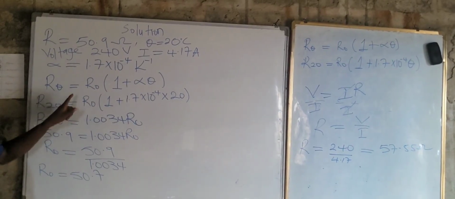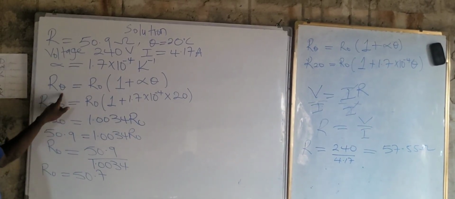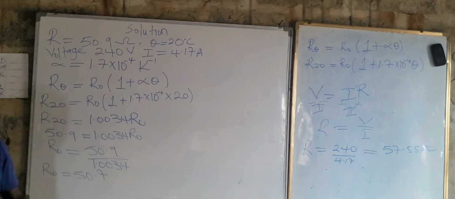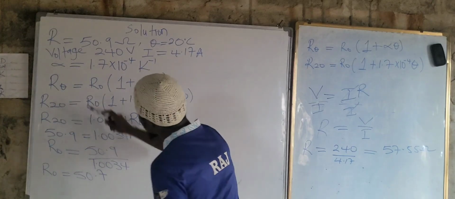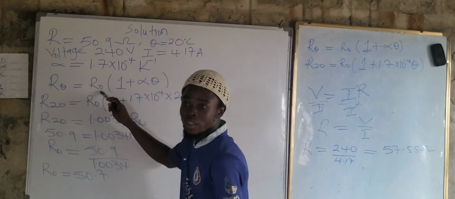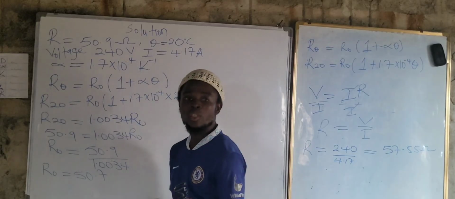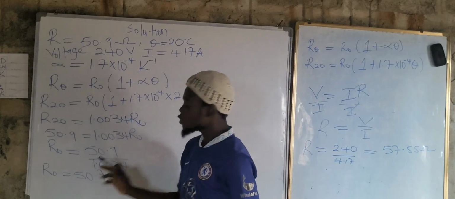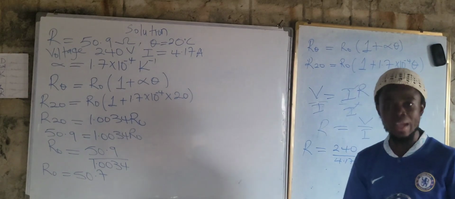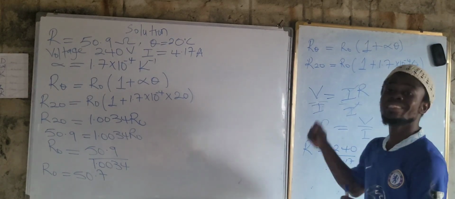If you want to use this formula again, mind you, R theta is not given to us, right? Theta is 20. Go to the question again. Initially in this question, they didn't give R0, but they gave us a value by which we can get R0. Now we have R0, but R0 is not what we are asked to find. We are asked to find the steady temperature.